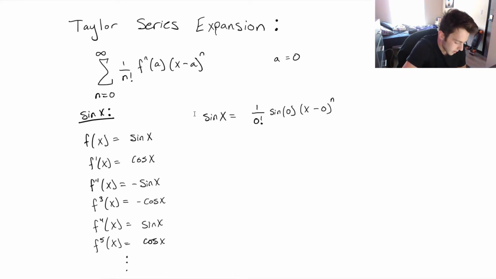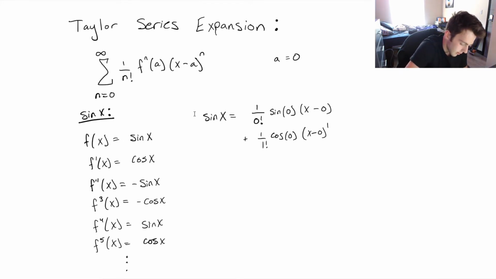So then I'm going to add the next term. n is now equal to 1. So this will be a 1, and then the first derivative, which I've calculated to be cosine, of 0, times x minus 0 to the 1.